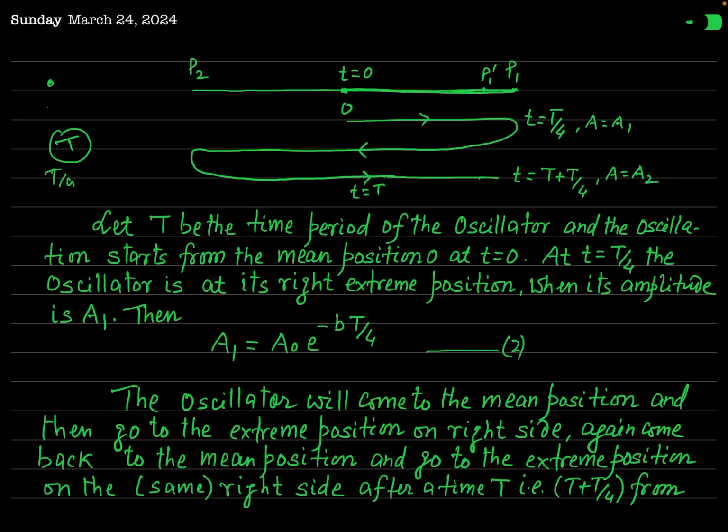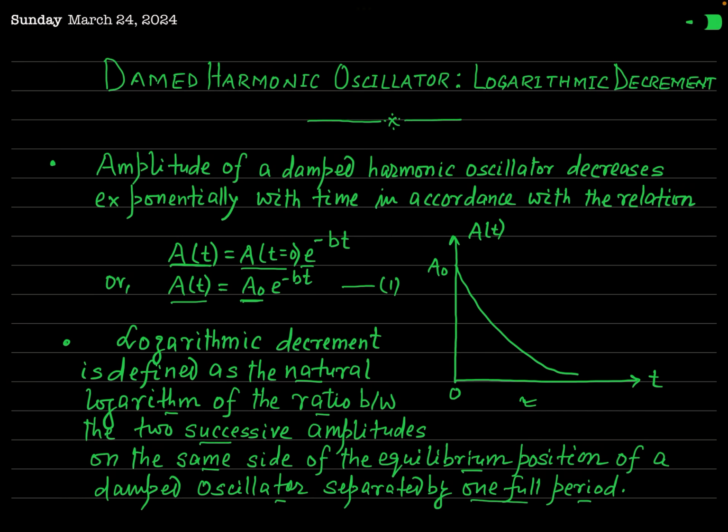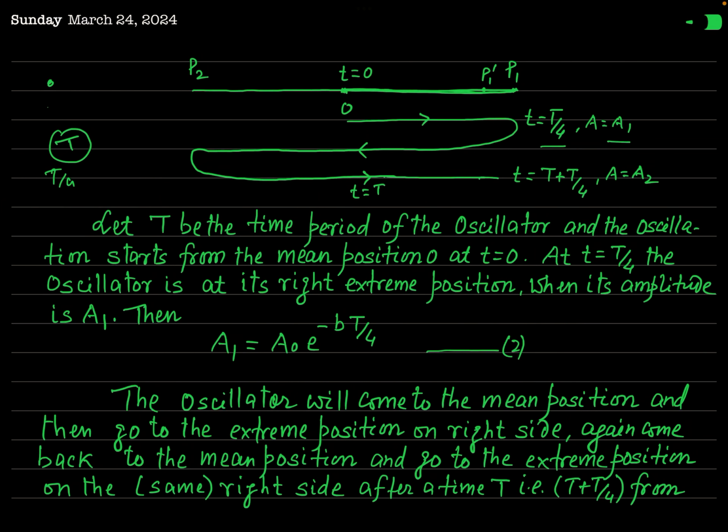You can see that at this position P1 the oscillator is at time T by 4, and let us consider that its first amplitude is A1. So according to this relation, what will be that A1? In place of A, you will now write A1, and in place of time t, we will write T by 4, where T is the time period of the oscillator. So you can write A1 is equal to A naught times e to the power minus b T by 4.